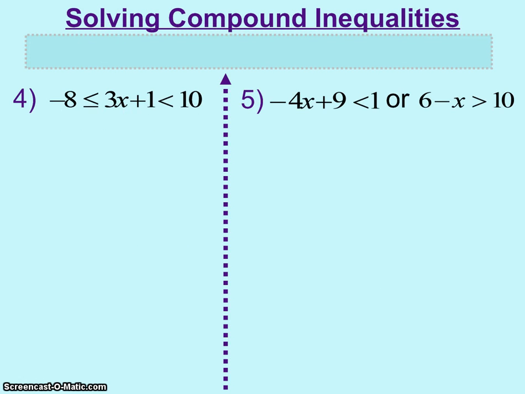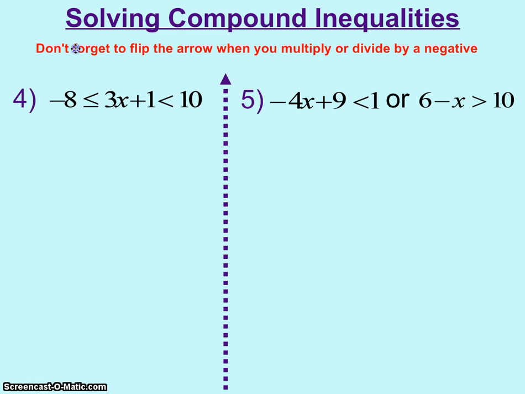Let's get started. Our first topic today is solving compound inequalities. These are the two problems that we're going to go through. So the most important thing is don't forget to flip the arrow when you multiply or divide by a negative. That's the most important part. Solving compound inequalities or just single inequalities is pretty much the same as solving an equation, but you have to worry about flipping that arrow. So let's get started on question number 4.